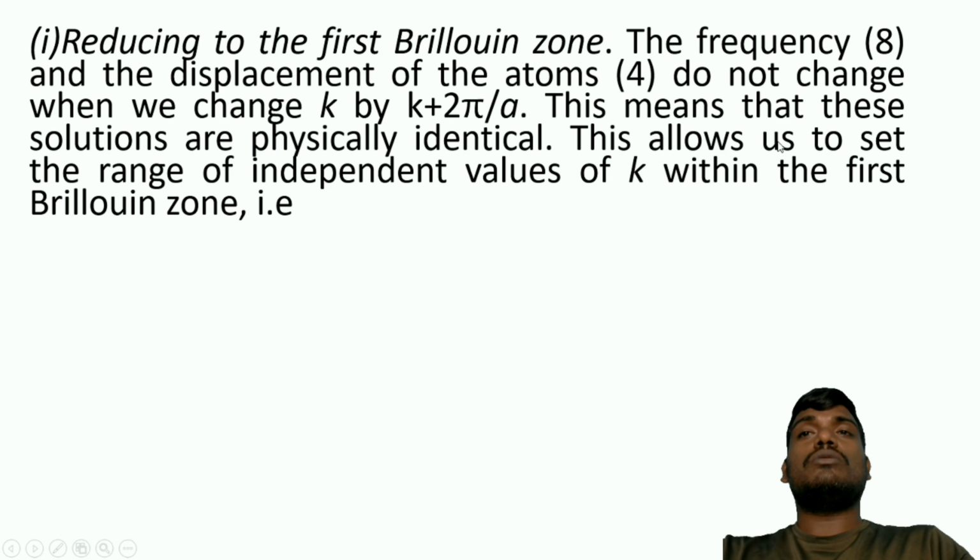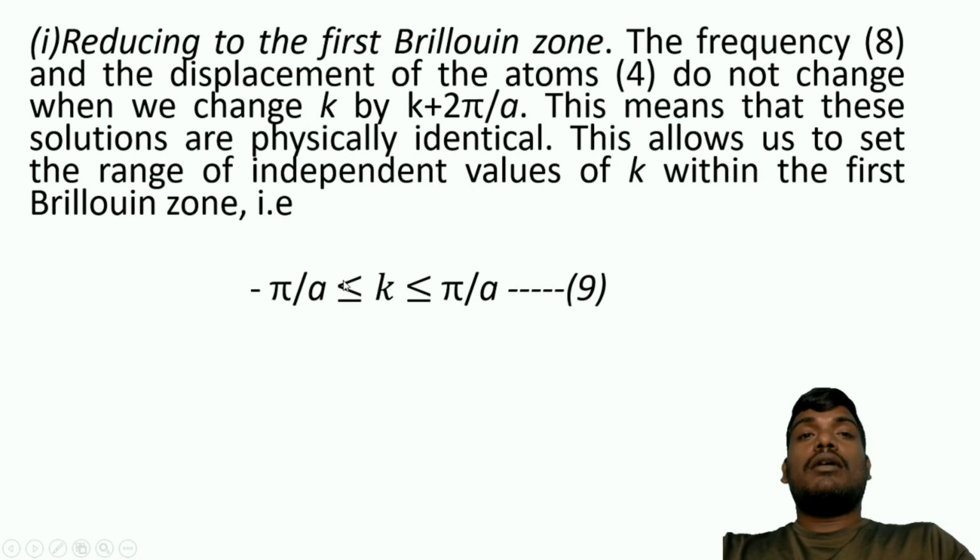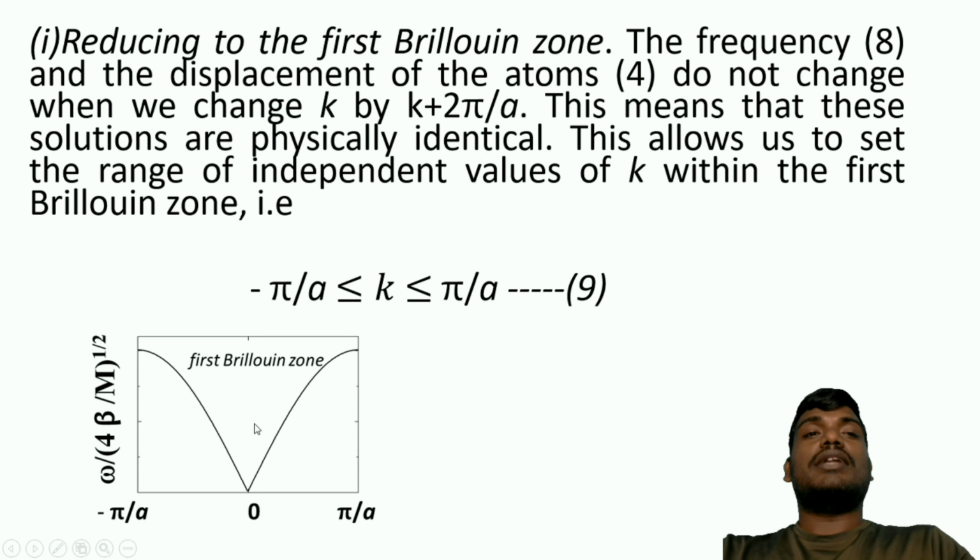This allows us to set the range of independent values of k within the first Brillouin zone. That means minus pi by a is less than or equal to k, which is less than or equal to pi by a. That means k is between minus pi by a and plus pi by a. Equation number 9. The diagram is like this. On the x-axis, minus pi by a to plus pi by a; on the y-axis, omega by under root of 4 beta by m. This area is the first Brillouin zone. This area is reduced by the wave vector.